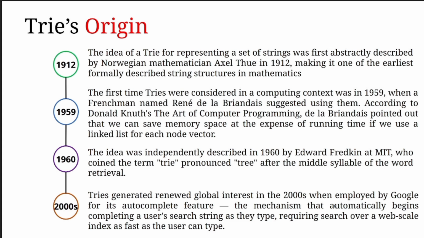Trie became very popular in the 2000s when companies like Google started using it for autocomplete features. When we type a few letters in Google search and suggestions appear instantly, Trie is one of the data structures that can help make that possible.